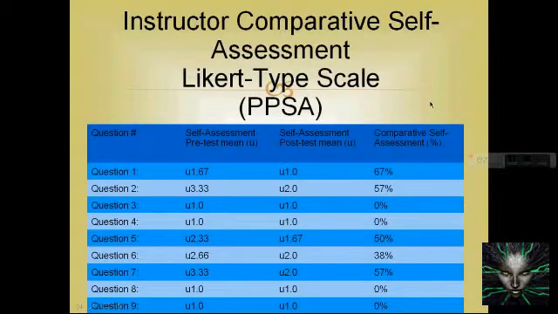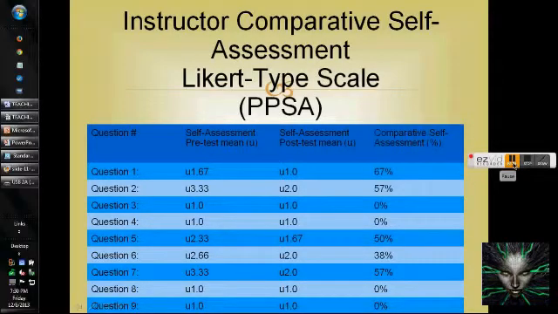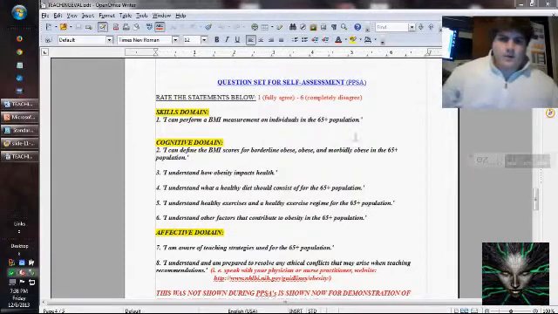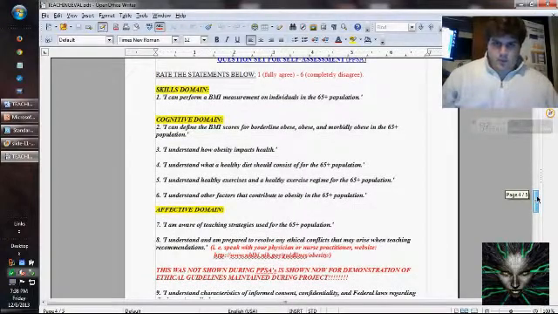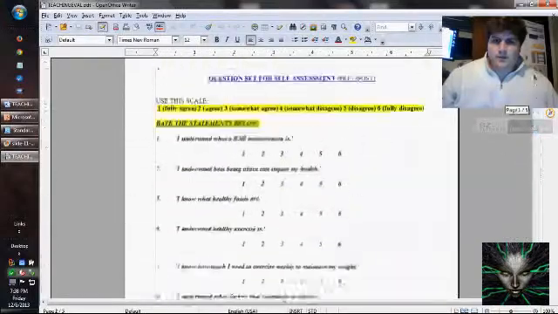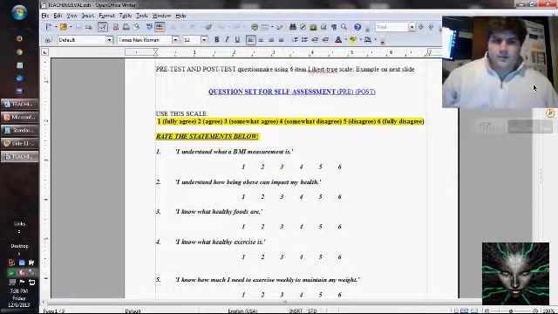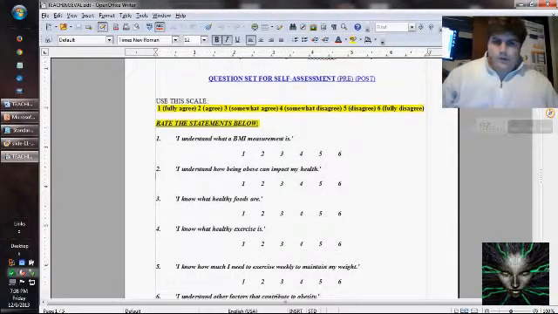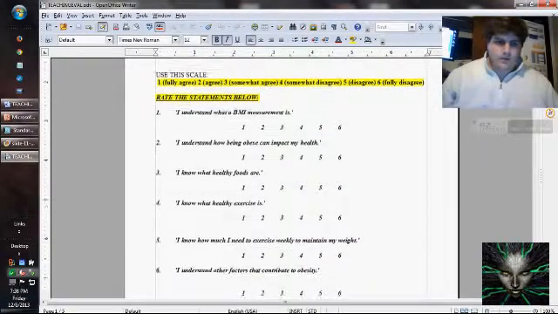I just want to go back. I switched off of the PowerPoint for a second to show the full scale that we used for our pre and post self-assessments. Again, this is the pre-project, post-project self-assessment for ourselves, not for the participants. We have the other one that's for our participants, and you can see how that one's worded.